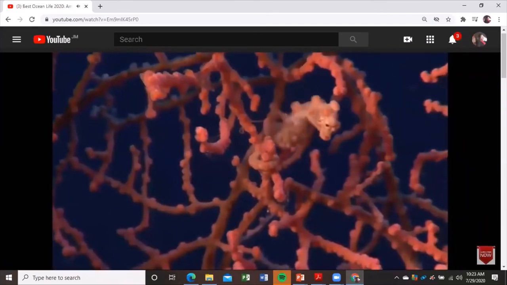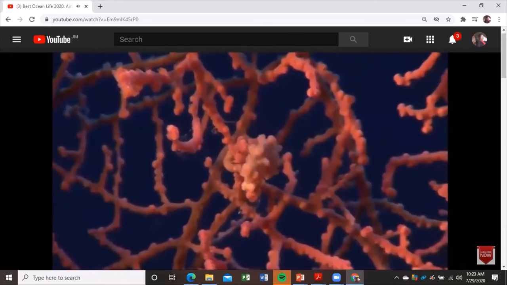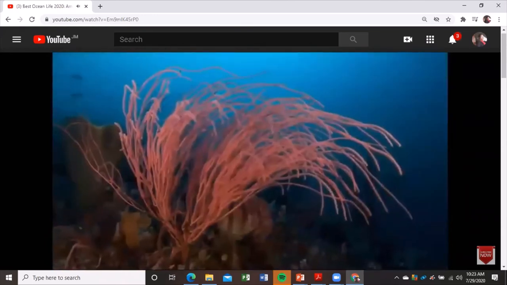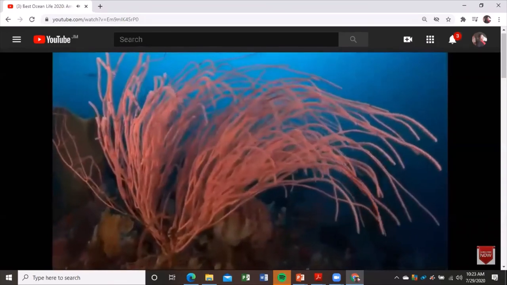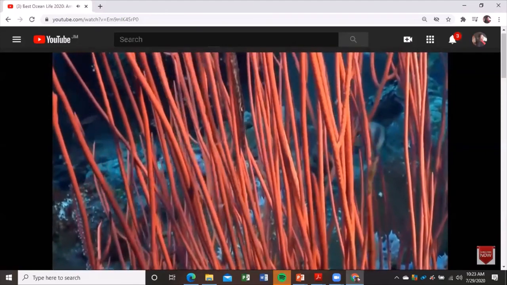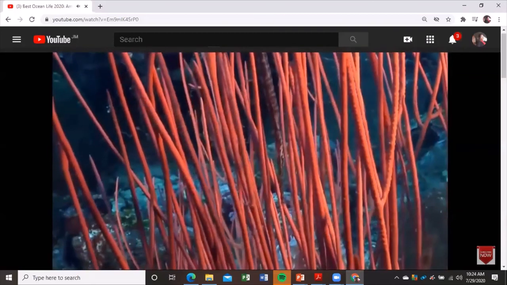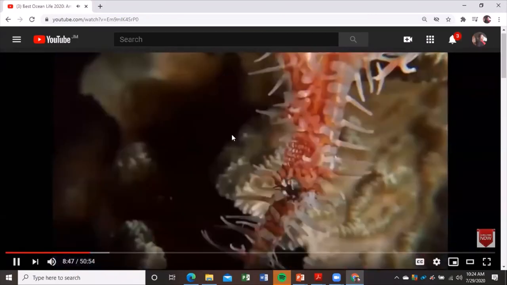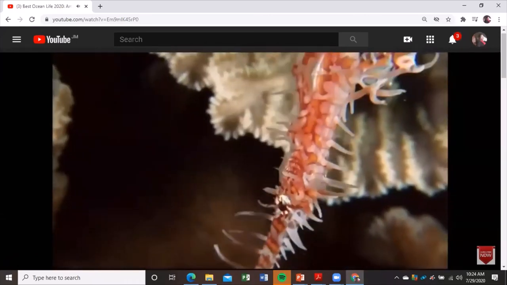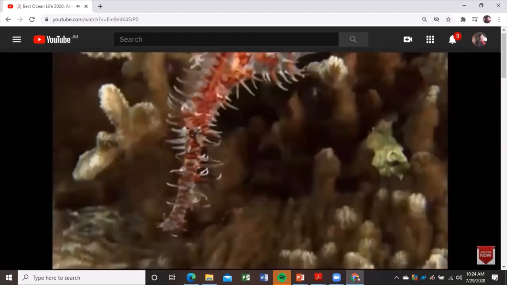Seahorses, for example, camouflage themselves to look like the coral branches they're holding on to. Even more difficult to see, where is the animal here? I see it. They're some strange-looking fishes, aren't they? They do everything to not look like themselves. Ornate ghost pipe fishes.